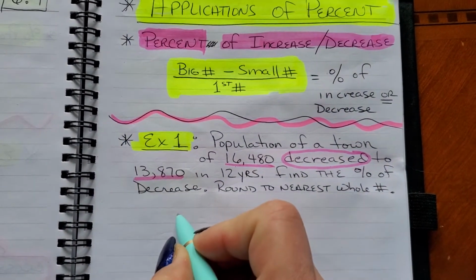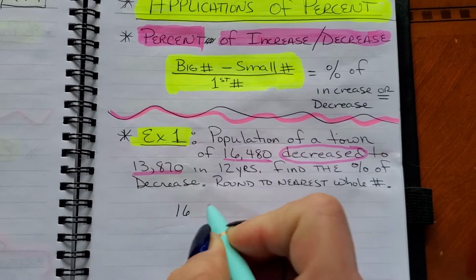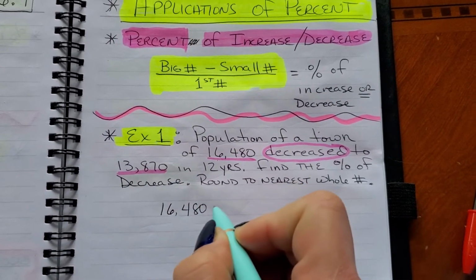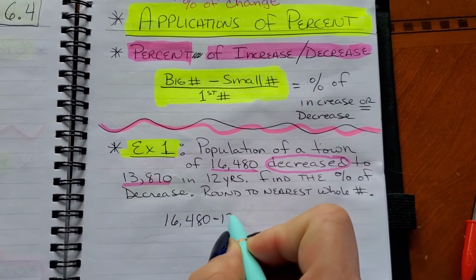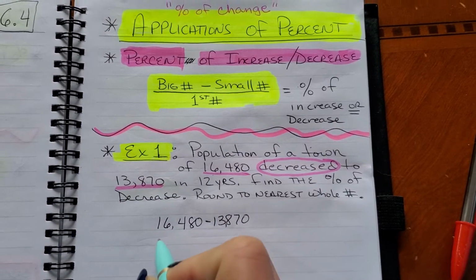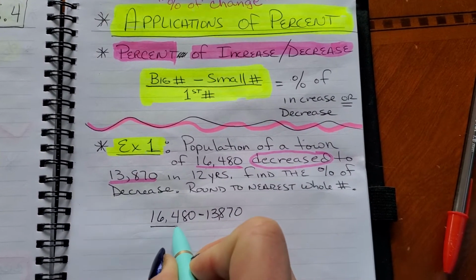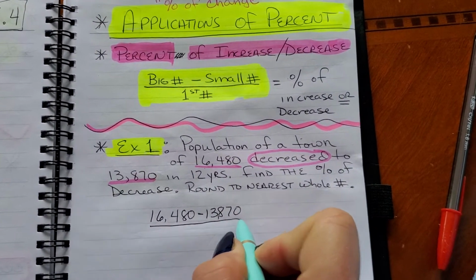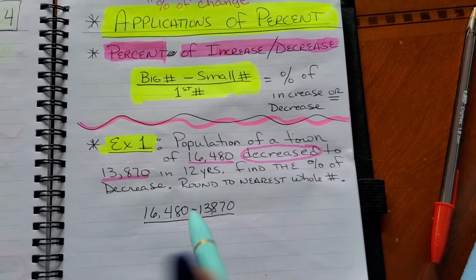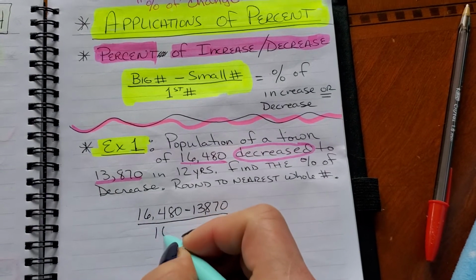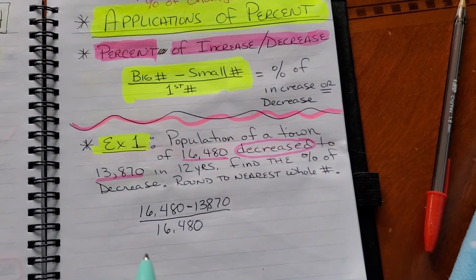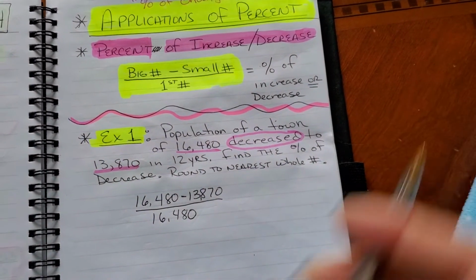So in this problem, we would grab the original population, which was 16,480 people. We would then subtract the smaller number, which was what the population fell to, 13,870, and of course make our fraction. And what goes in the denominator? The first number that we started with. So what the population started at was 16,480. Since that's where it started, that is the number that goes in the denominator.